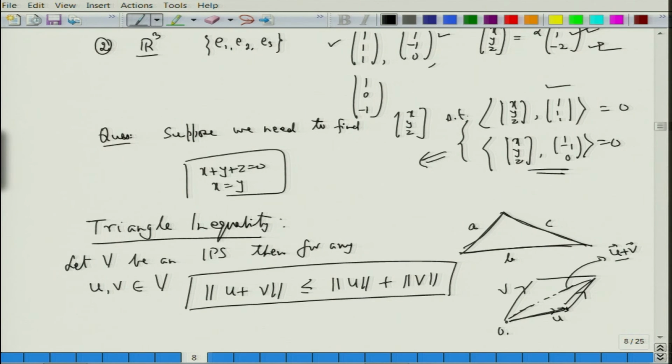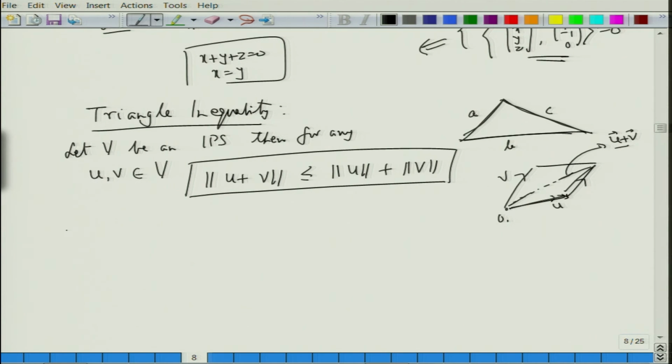Fine. So let's try to prove this part, which is very important. So when we are saying this, length of u plus v, I'll look at the square of that. I don't want to look at just this. So this by definition is equal to the inner product of u plus v with u plus v.